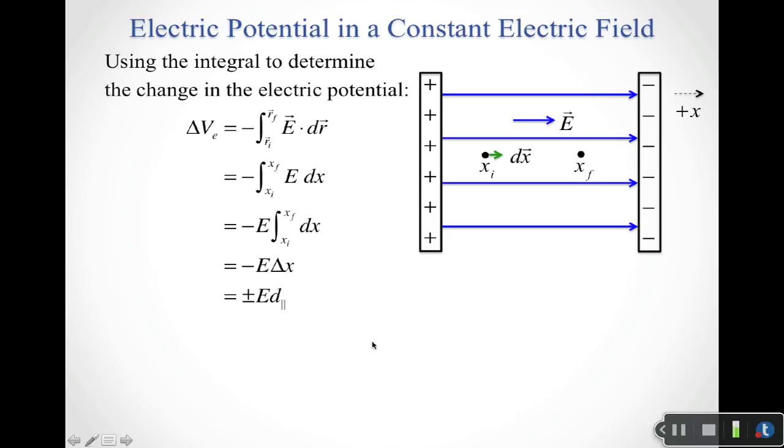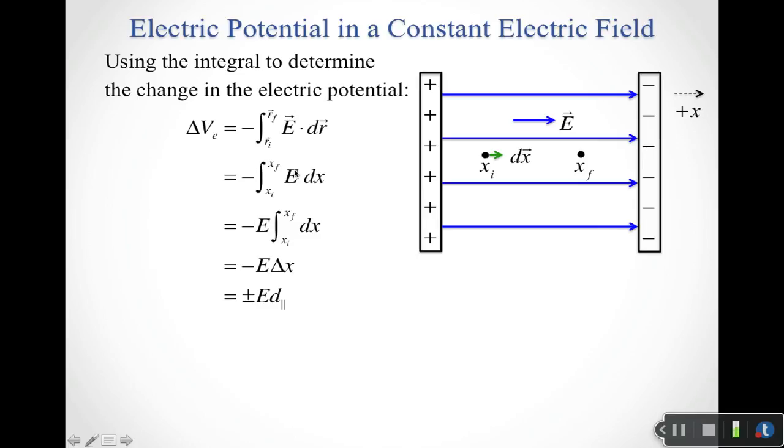So just to make sure that the math works out, again, let's come back and use our integral. So here's our definition for the change in the electric potential: negative the integral from some initial position to some final position of E dot dr. And we'll let the electric field in this example run to the right, and we'll move to the right. So E and our little dx here are going to point in the same direction, so their dot product will be positive.